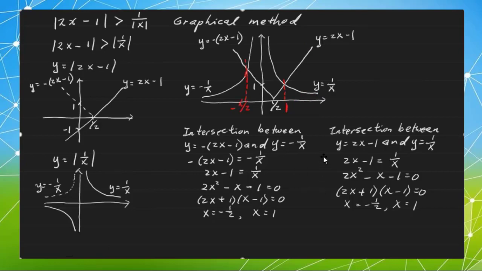So therefore, the set of values of x that satisfy this inequality is x less than negative 1 over 2 and x greater than positive 1. So therefore, we can write the solution in set notation: x is less than negative 1 over 2 or x is greater than positive 1.